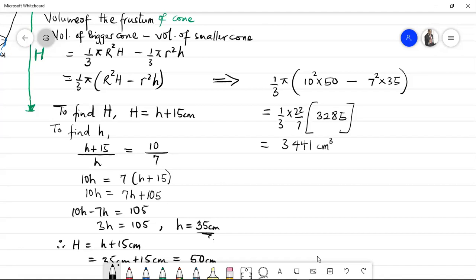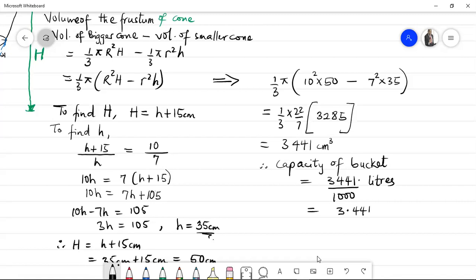Remember, what we are looking for is capacity, not just volume. Capacity means volume as well, but volume in liters is your capacity. So therefore, you can conclude that the capacity of your bucket, which is the frustum of the cone, as explained earlier on, is going to be equal to your volume, 3,441 centimeter cube. But of course, instead of writing centimeter cube, just divide by 1,000 to convert it to liters.